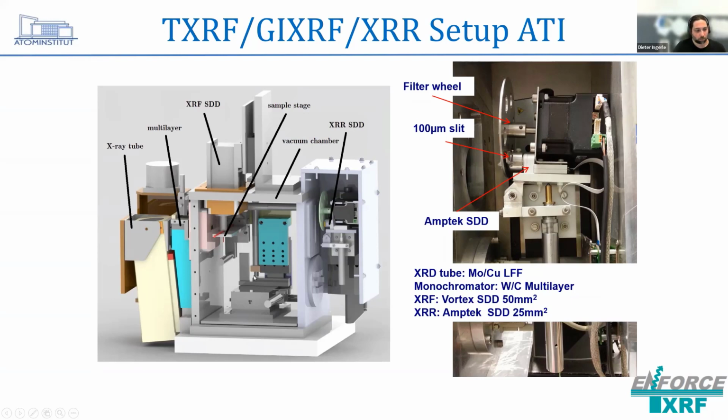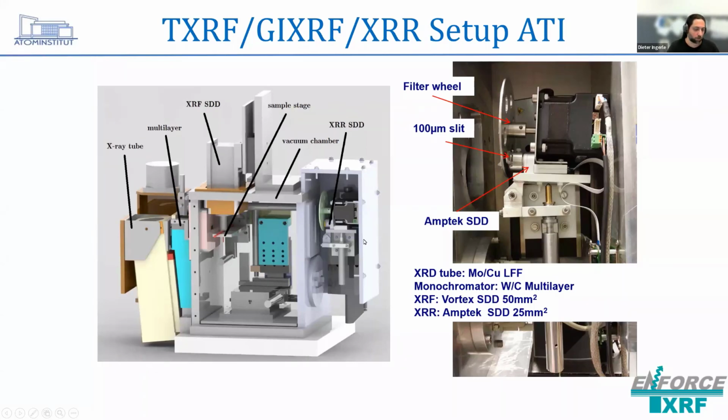What I routinely do is change between different tubes, so anode materials; molybdenum and copper are quite common. This can be helpful because for some samples, maybe if you have arsenic or hafnium in the sample, you want the molybdenum tube to excite the higher energy lines, whereas for other samples with lighter elements, which have their lines in a good range, for example with copper, we can change this.